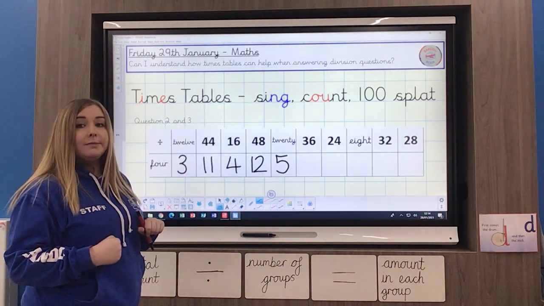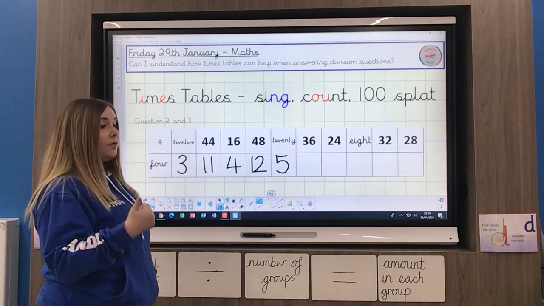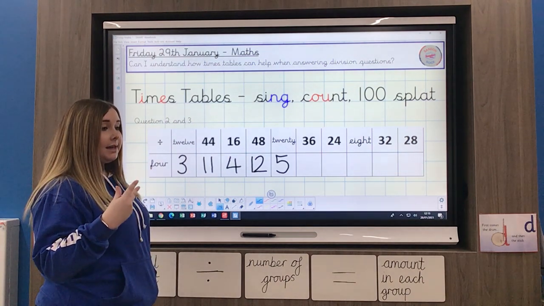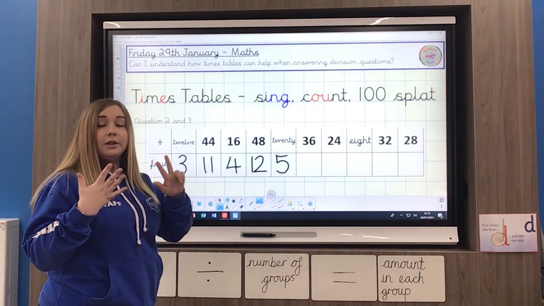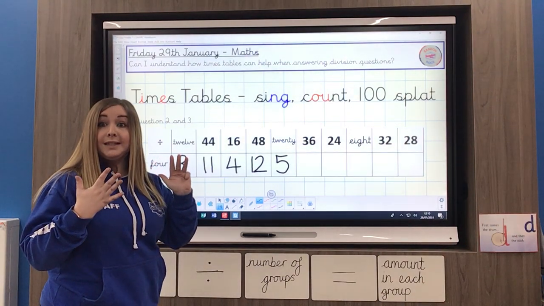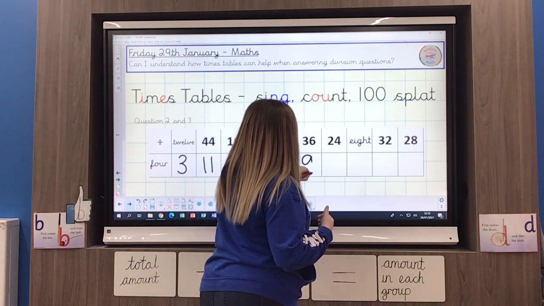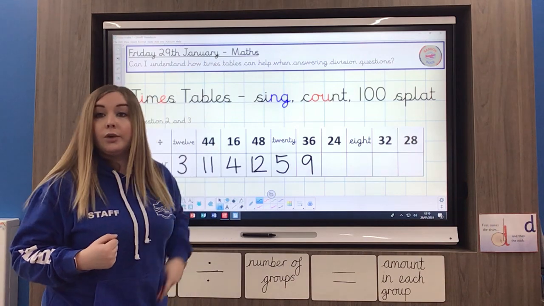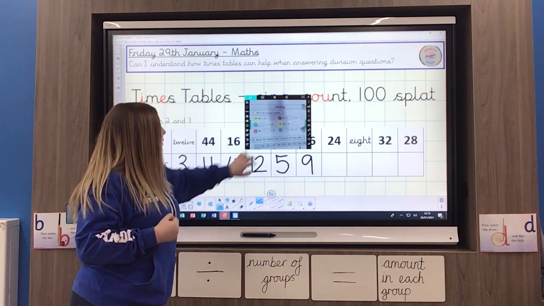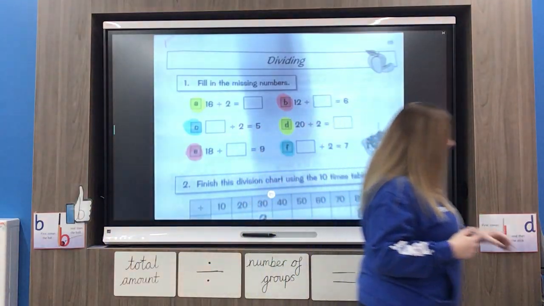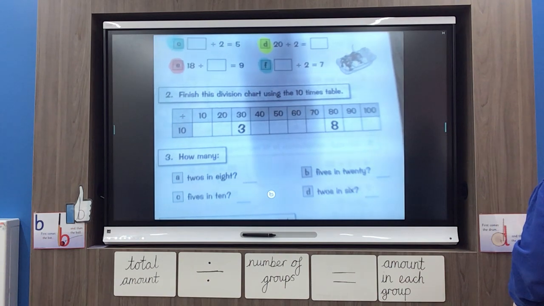Using my 4s to help me on every one. 36 divided by 4. 4, 8, 12, 16 and 20, 24, 28, 32, 36. Well done. So that one must be a 9. And then you'd carry on all the way across. So this will help you when looking at question 2 and question 3.